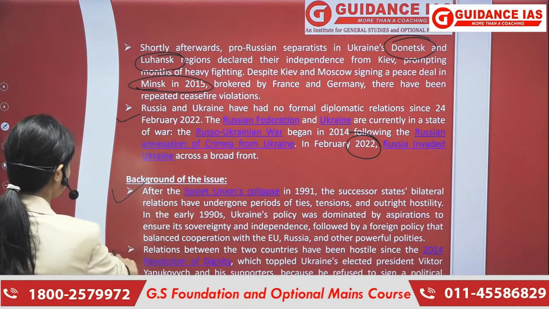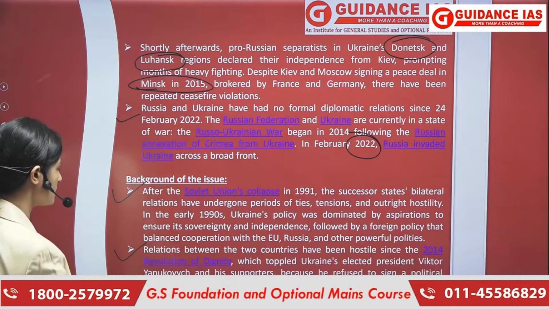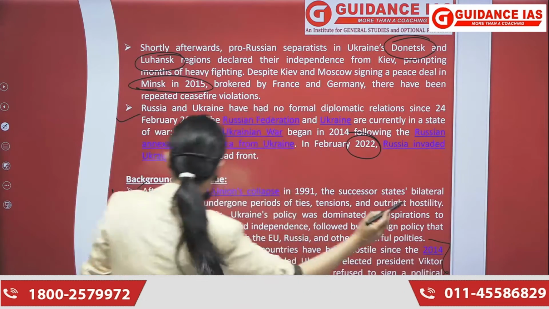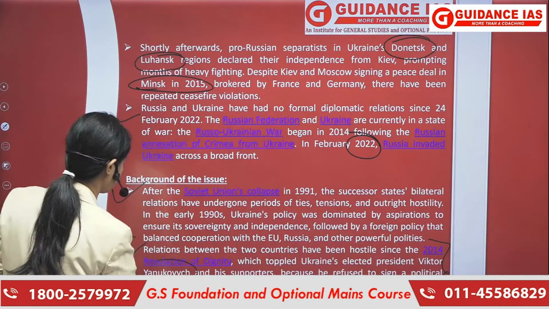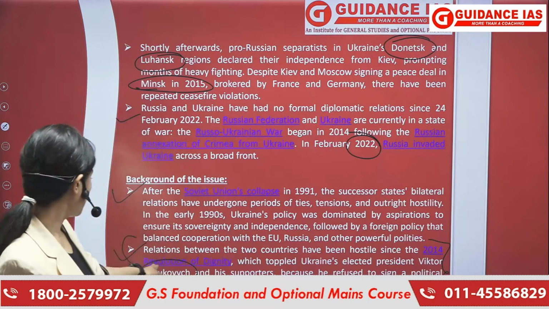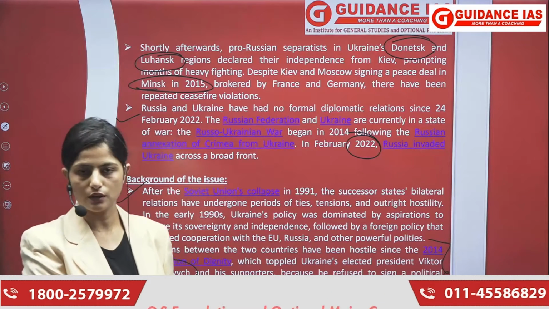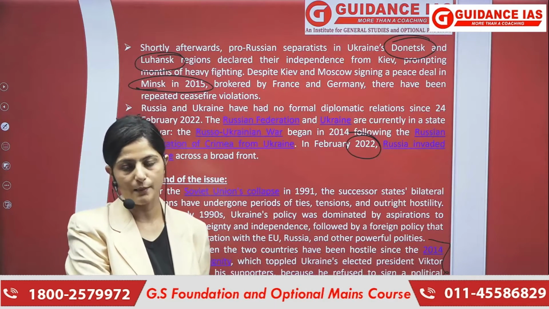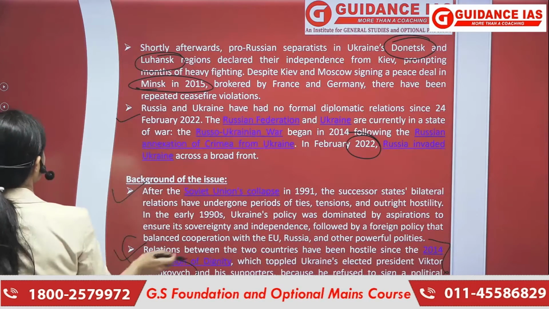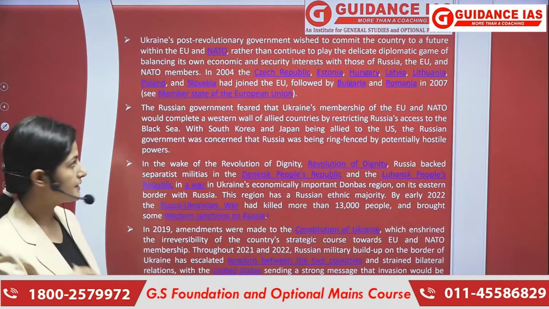Next point is Revolution of Dignity, 2014 Revolution of Dignity. I have already made you understand this point. It was again an anti-Yanukovych protest, the protest against the president, because again he was pro-Russian and did not want that trade deal to happen with Europeans, right? So this was again one of the major points, one of the things which we can count in the background of the entire issue.